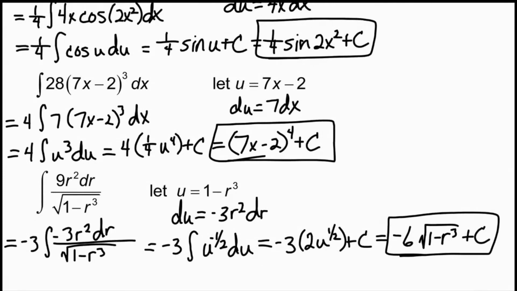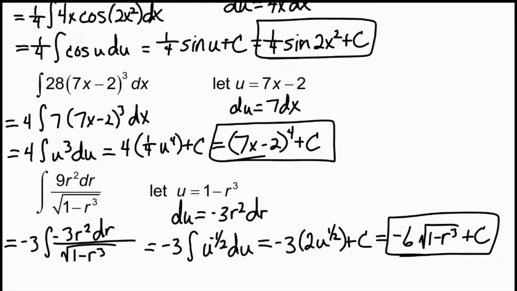You can see we have this square root in the denominator, and we have a 9r squared in the numerator. Well, the u here has been chosen for us. u is 1 minus r cubed. That means our du is negative 3r squared dr. So we don't have a negative 3r squared dr in the given expression, but we can factor a negative 3 out of the integral, and that'll leave us what we need to do our substitution.